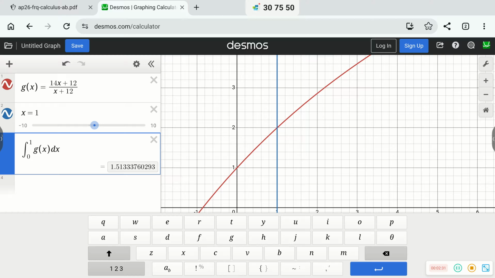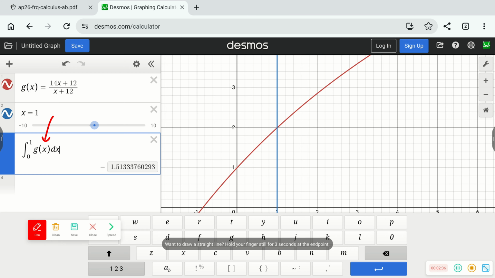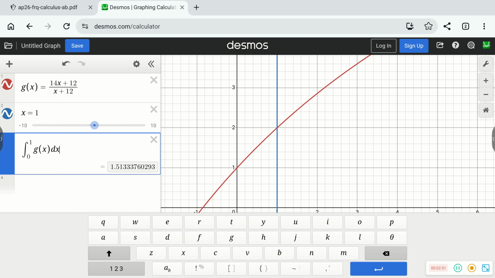Remember, this is like a bunch of little rectangles. g of x is this height, and wherever you are, that height changes as you move about. So that's the length of the rectangle, and the dx is the width. There are tiny little rectangles, and you're just adding them up with an integration symbol. Okay, so that's part A set.